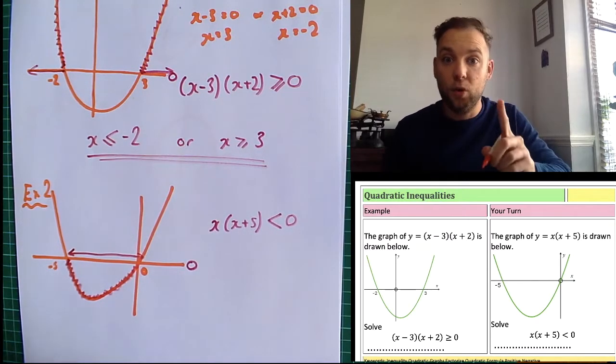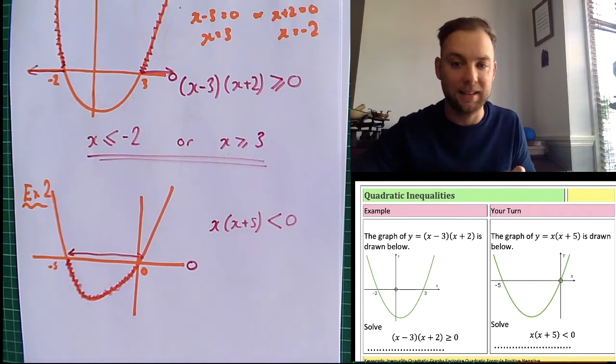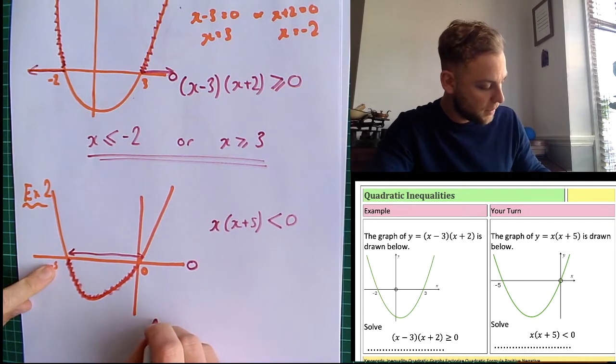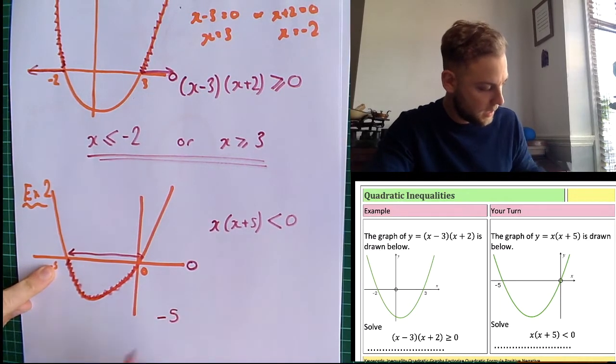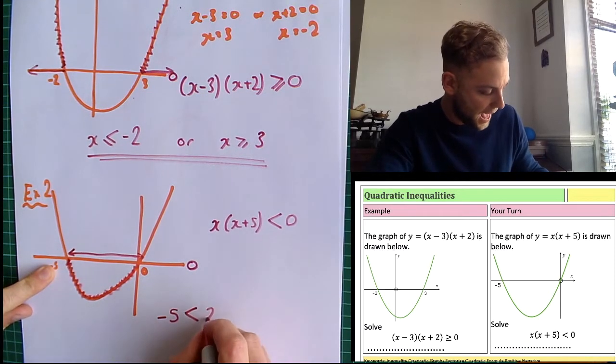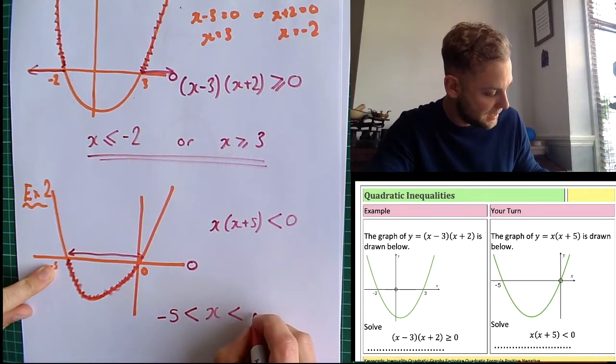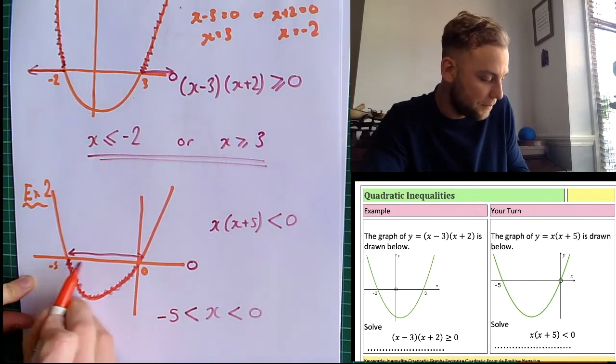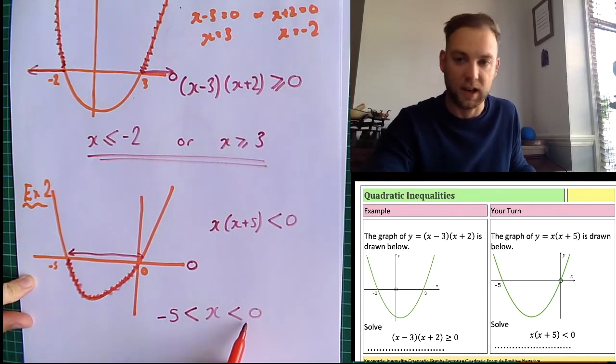So when I do this, my inequality needs to be connected as well. I'm starting at -5. It's just less than in this case, so it can't be equal to -5. So it's -5 less than x less than 0. It's between -5 and 0.